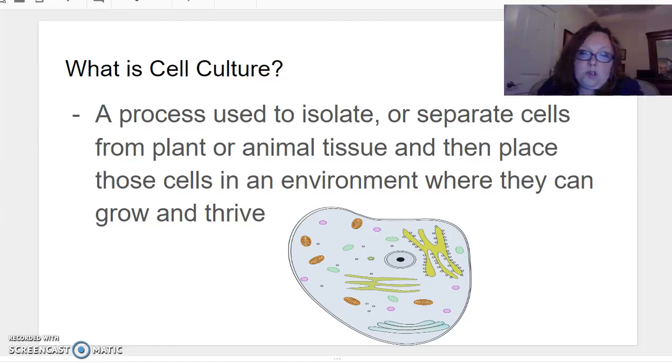Well, what is cell culture? It is a process used to isolate or separate cells from a plant or an animal tissue and then place those cells in an environment where they can grow and thrive.